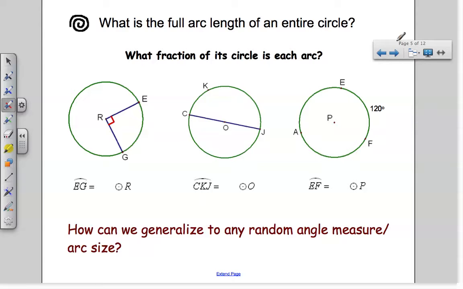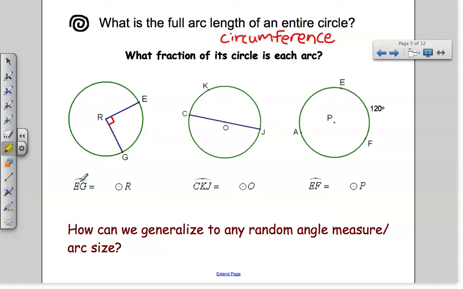Now, when we talk about arc length, we literally are saying what's the length of a portion of the outside arc of a circle. Okay, so we need to start out and say what would the full arc length of an entire circle be? That would mean this full distance around that circle. We just gave a name to that. What is the full distance around a circle called? That would be the whole circumference. But generally, when we talk about arc length, we look at only a portion of the total circle.